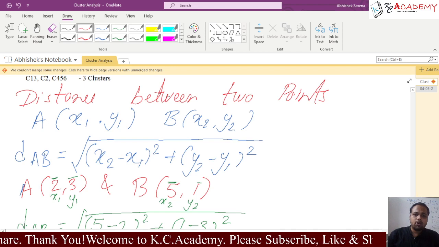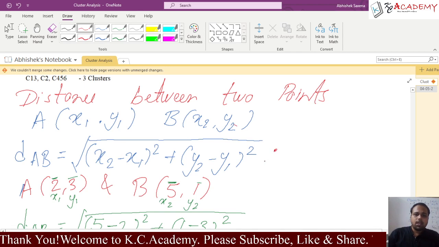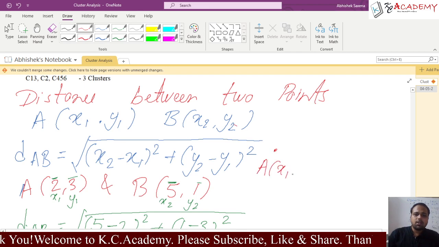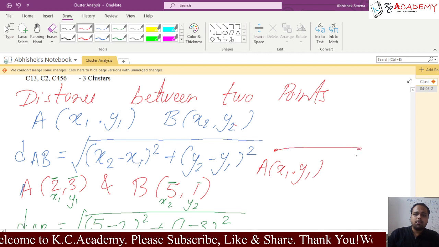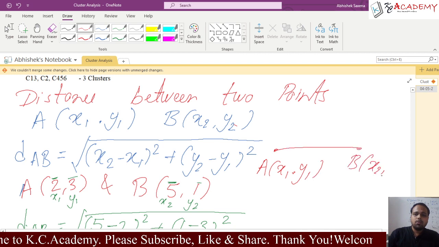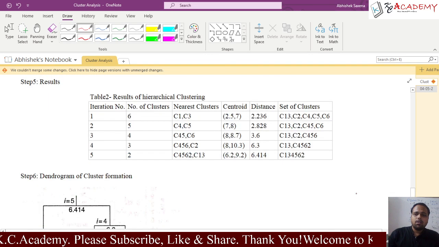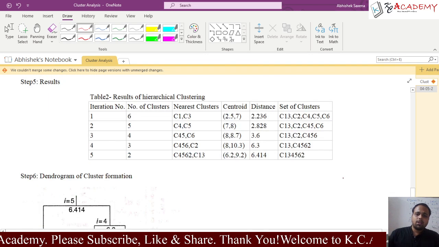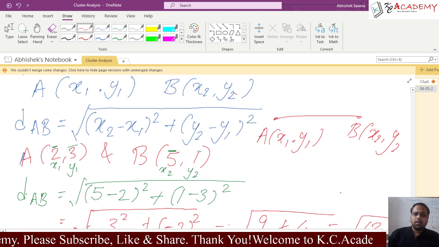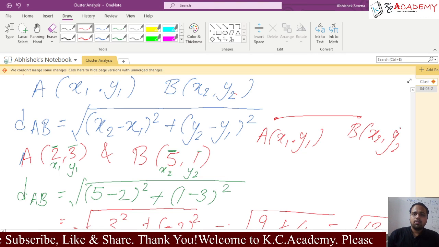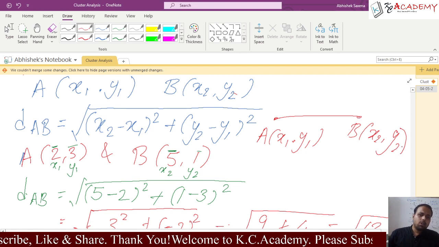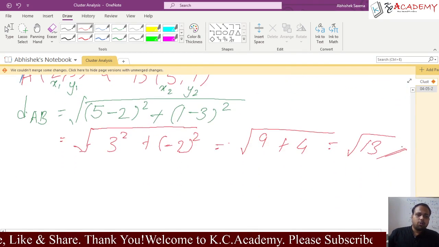If there are 2 points, like point A whose coordinates are x1 y1, and a point B whose coordinates x2 y2 are given, you can solve in this way. In this way you can solve for distance. I hope you understood distance.